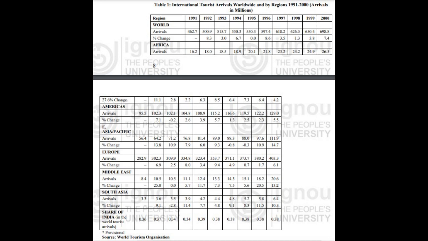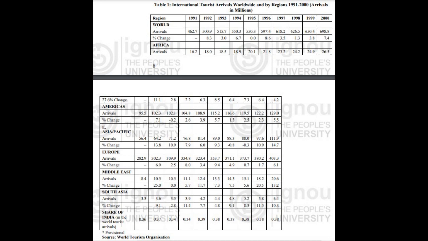An analysis of the data available shows that the major tourist-generating markets in the world have been the developed countries. Today all destinations are in intense competition with each other to get a larger share in the market. Table 1 gives you the international tourist arrivals worldwide and by regions, 1991 to 2000. Table 1: International tourist arrivals worldwide and by regions, 1991 to 2000, arrivals in millions.